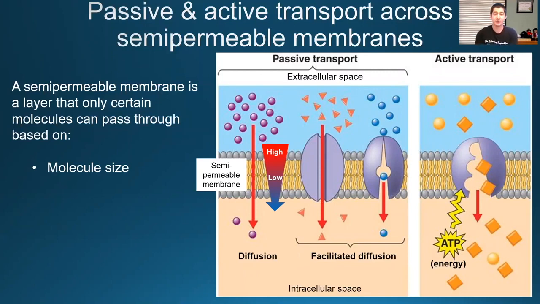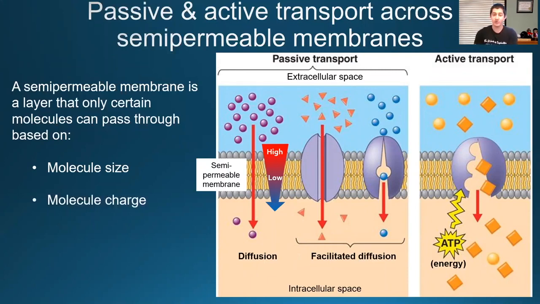So in this example, the purple molecules, we could say that those are the smallest ones that are actually able to pass across this membrane, whereas the orange triangle and the blue circles are perhaps too large and they require these protein structures in the membrane to actually get them to the other side.